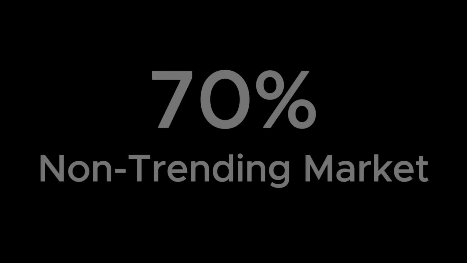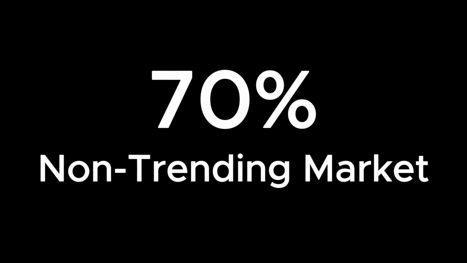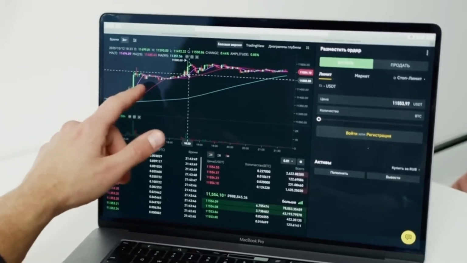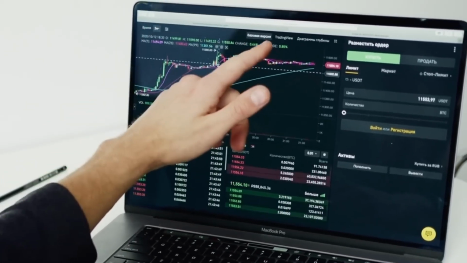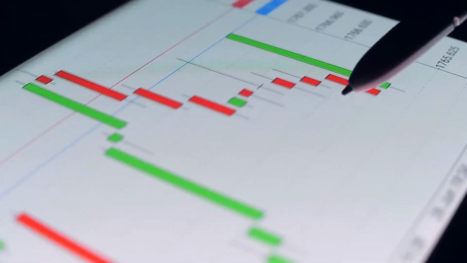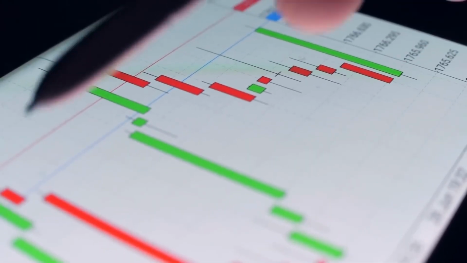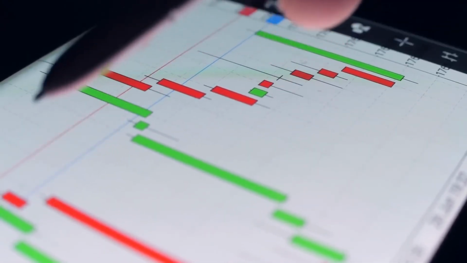But you may ask, how? Is this really possible? The answer is yes. The majority of your false signals happen when the market is not trending. And unfortunately, 70% of the time the market is not trending. So if you know when there is no trend in the market and the price is in a trading range, you can avoid many of your false signals that usually happen in the non-trending phase of the market.